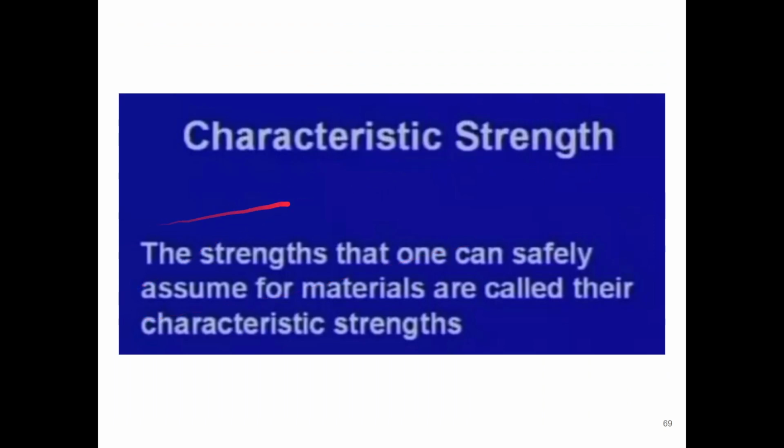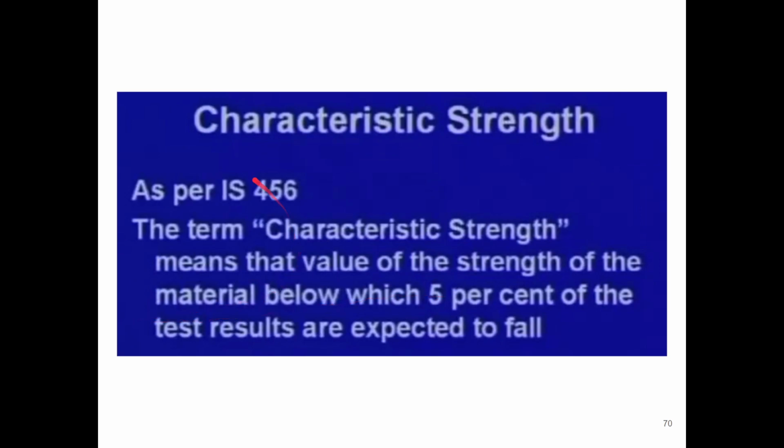So there is one more term with respect to compressive strength, which is called characteristic strength. So this is basically the characteristic compressive strength. If we write compressive strength as fc, the characteristic compressive strength is fck. It is the strength that one can safely assume for materials. We can say it to be a characteristic compressive strength only when the strength can be safely assumed for materials. And that is basically achieved how? As per IS 456, it is achieved when the value of the strength of the material is achieved at least 95% of the times.